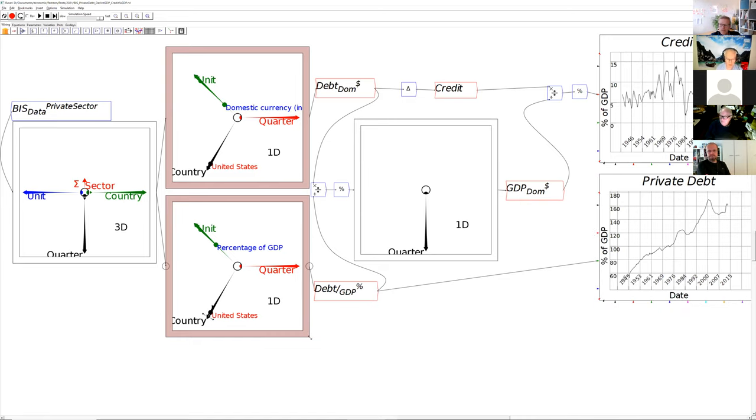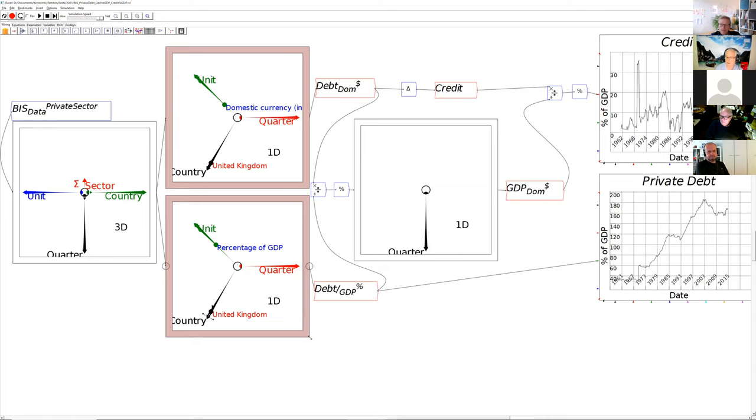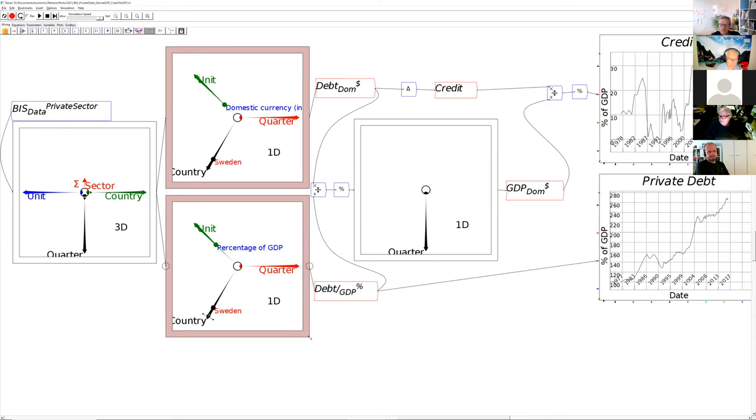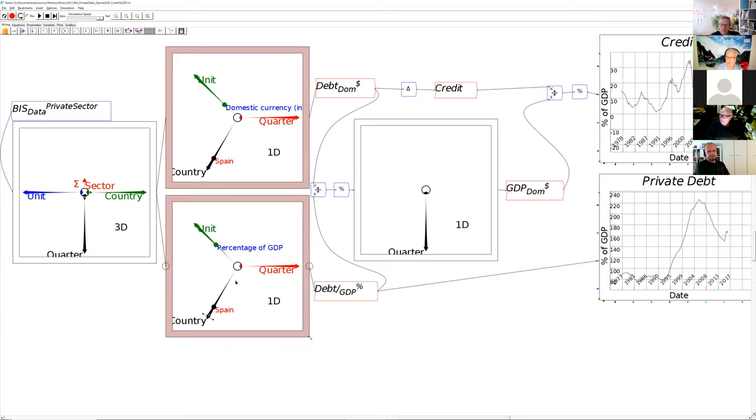What about the UK? Similar sort of data for the UK. Let's go and find Sweden. So the ups and downs of the financial system, the best example is actually Spain. That's my favorite because we know what a boom and bust Spain went through. Credit in Spain hit over 35% of GDP during the boom. It hit almost minus 20% during the slump. That's a 50% of GDP turnaround in demand created by credit.